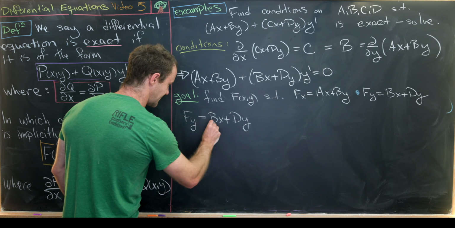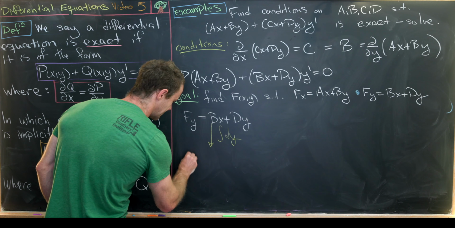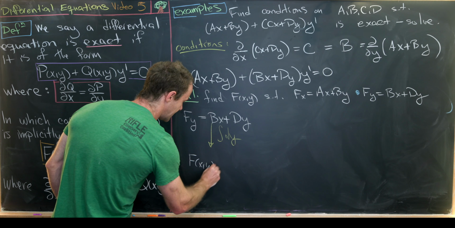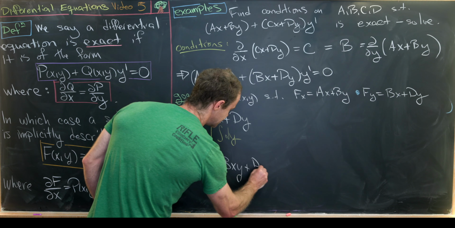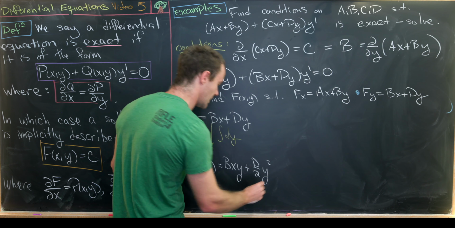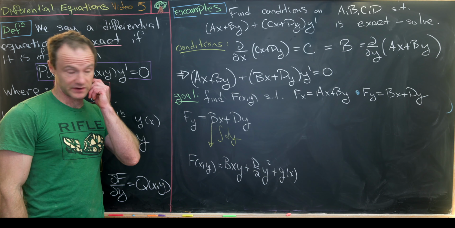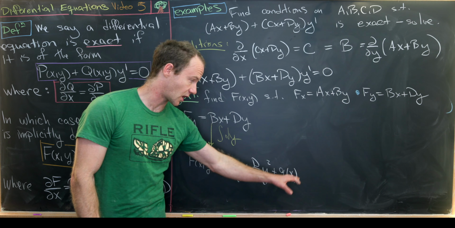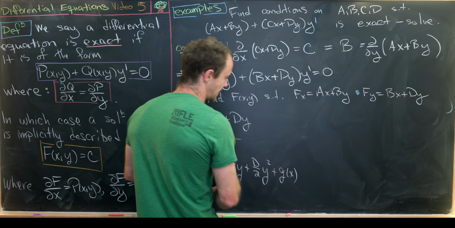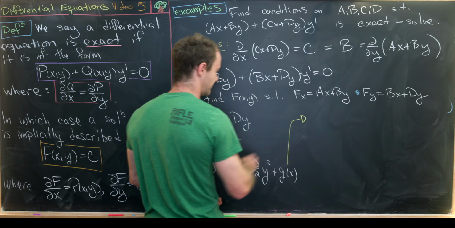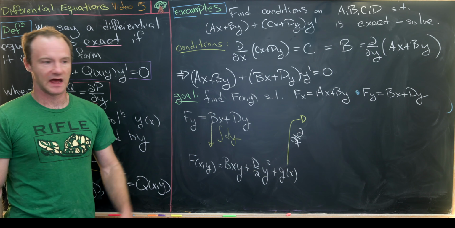So our first step is to take the antiderivative of this with respect to y. So that's going to give us our function f of x, y equals, so let's see, this is going to be bxy plus d over 2 y squared, and then plus g of x. So since we took an antiderivative with respect to y here, our constant is actually a whole function of x. Okay, nice. So now what we'll do is take the derivative of this with respect to x and compare it to the known value for f sub x.